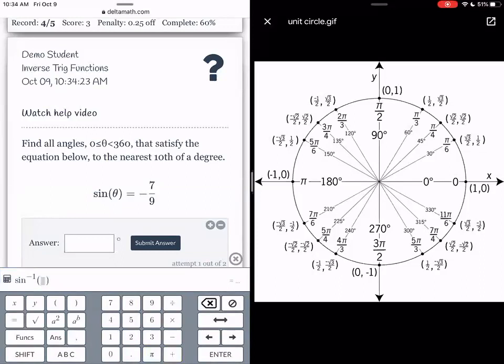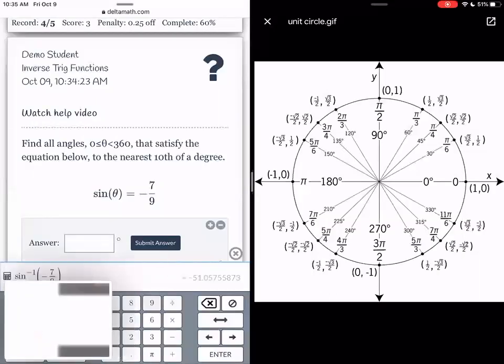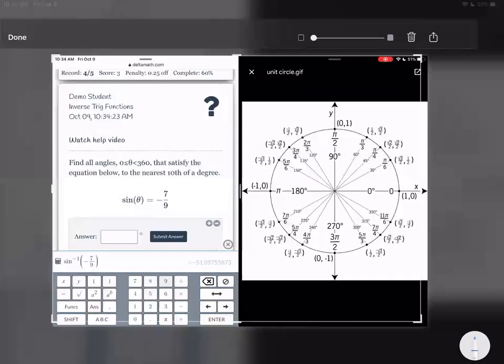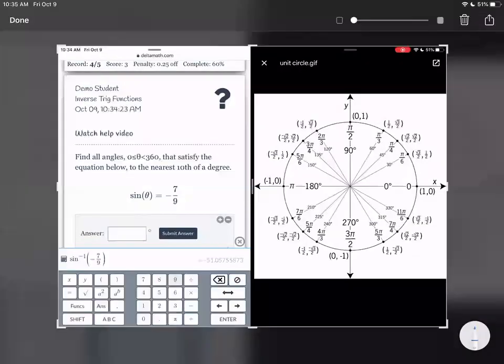And then we type in to our inverse sine the -7/9, and they gave us one of our answers. So let's see what our answer is when it stops lagging. It gives us -51.05. Let's just round that right now, -51.1. Okay, but remember this is a negative number.